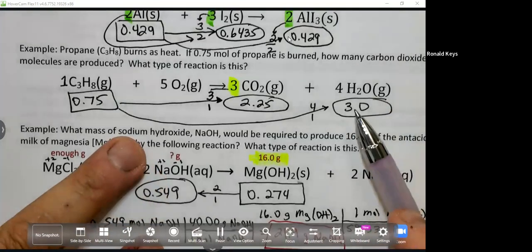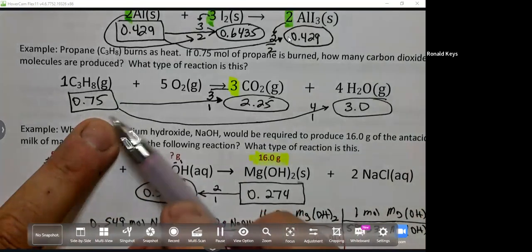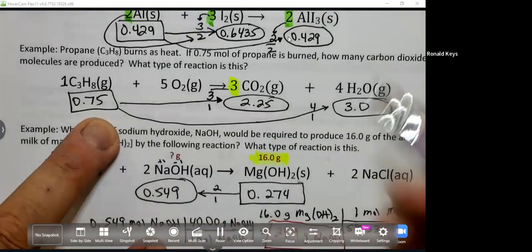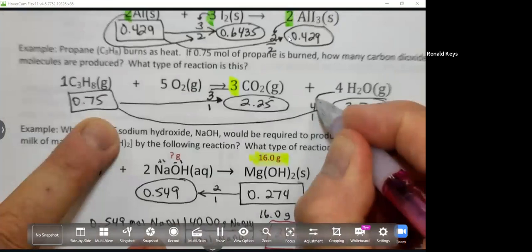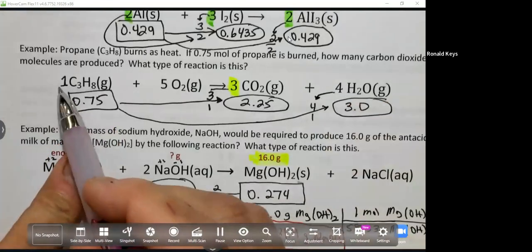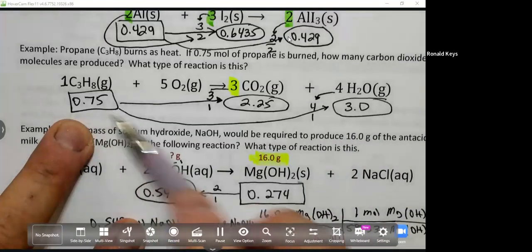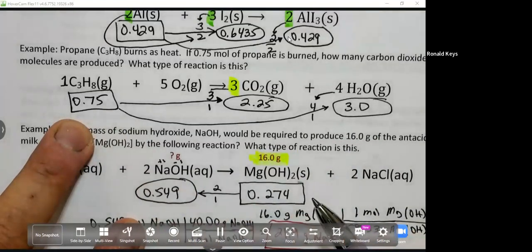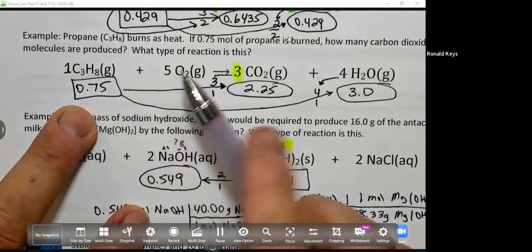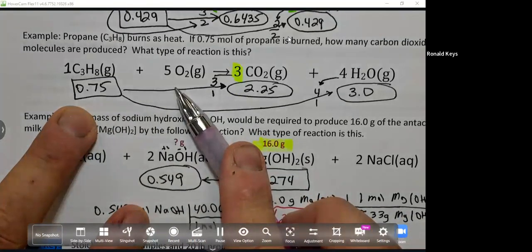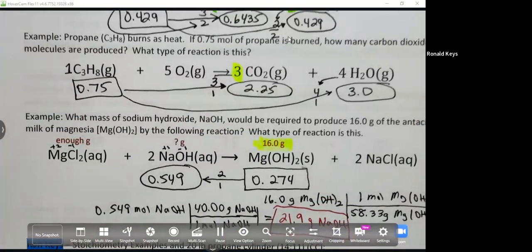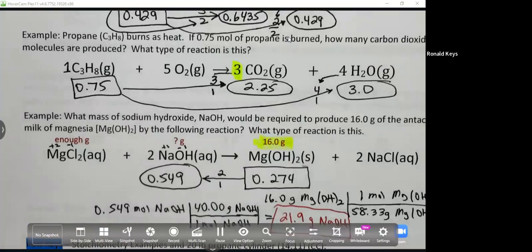If we wanted to figure out our moles of water, we draw our arrow from the moles that we know, and then to get our mole factor fraction, it would be 4 over 1. So I'm just taking 0.75 times 4. Here I'm taking 0.75 times 3. So with this method, we could figure out moles of oxygen. Much faster and easier to figure out moles of everything. And then you can always convert back to grams.